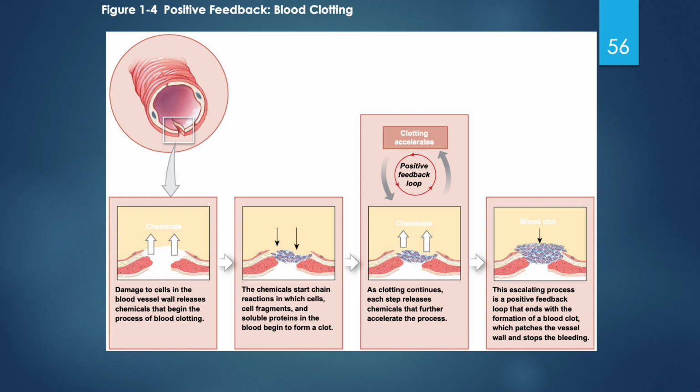The chemicals will start chain reactions in which cells and cell fragments and some proteins are all going to start dissolving in the blood, and those are beginning to form a clot. And then as the clotting continues, every step that occurs basically promotes the next step to help keep clotting. So the idea is that one little layer of blood cells is not going to be enough to stop a big wound, right? You need multiple layers.